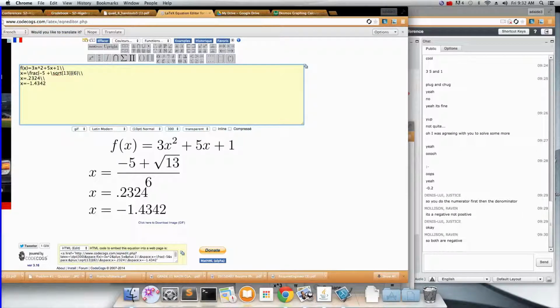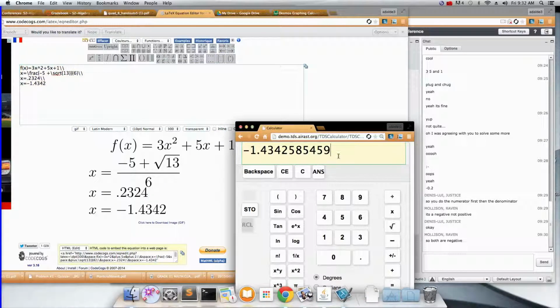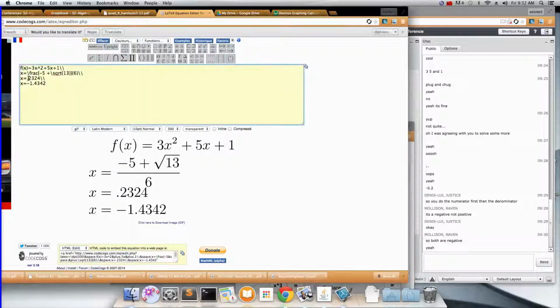Are they both negative? I'm sorry, I didn't see if the first one was negative. Let's try it. -5 plus the square root of 13. I'm going to put an equal sign and then divide that by 6. You're right, they're both negative. Sorry about that. Are we cool with that? That's not bad, right?